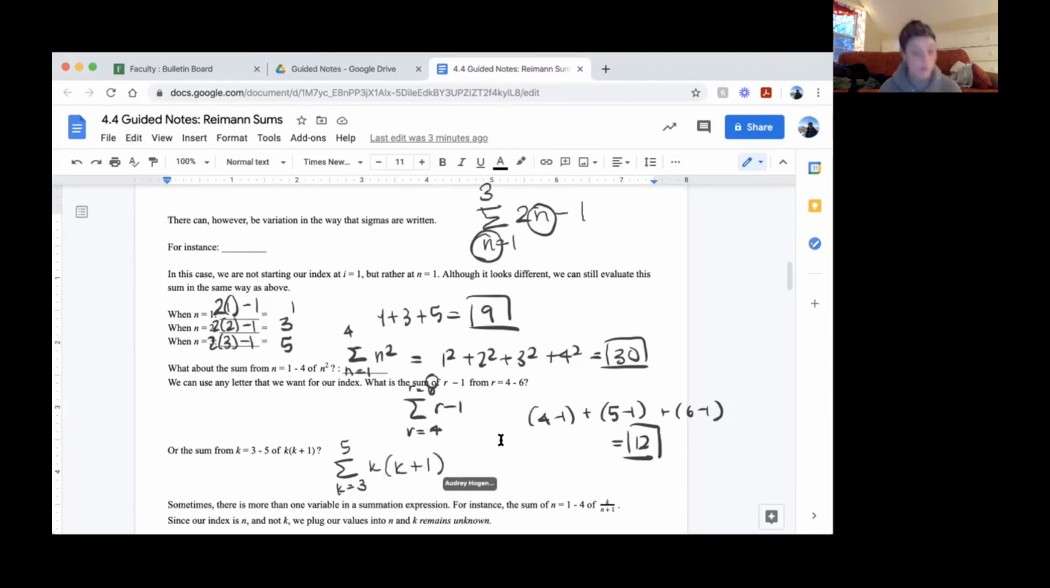Or the sum from k equals 3 to 5 of k times k plus 1. I'm going to let you guys try this one. But the answer that you should get, and pause this and try to get this answer, is equal to 62.